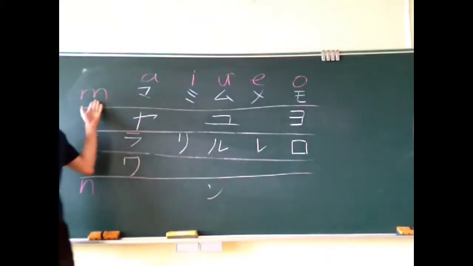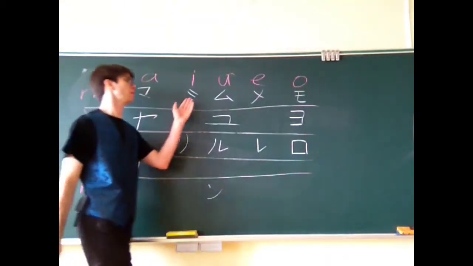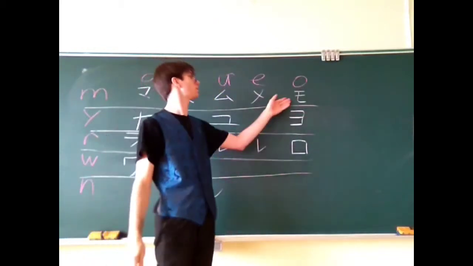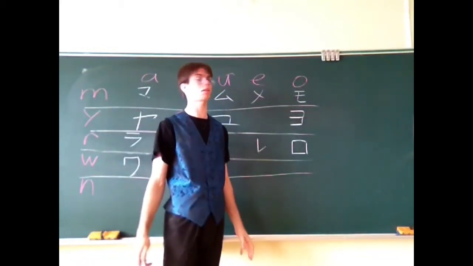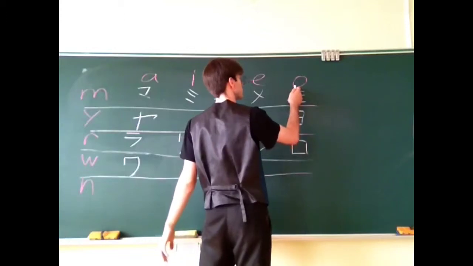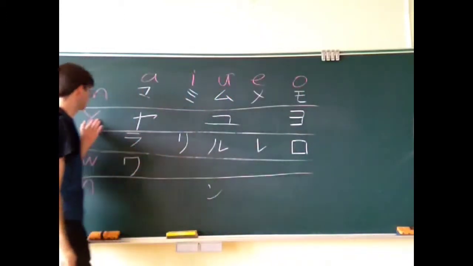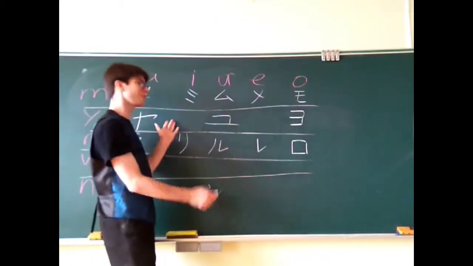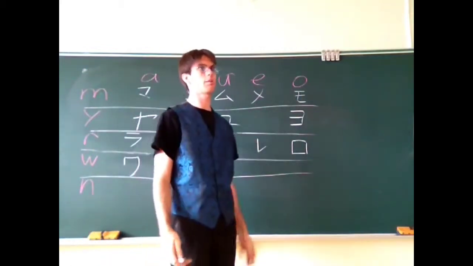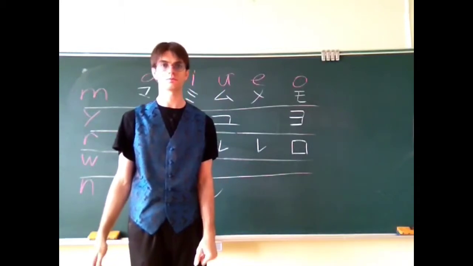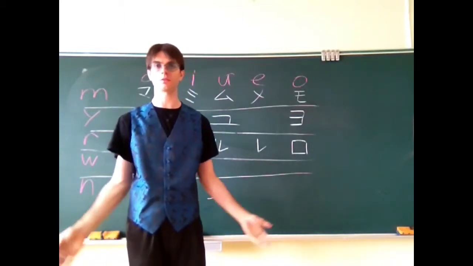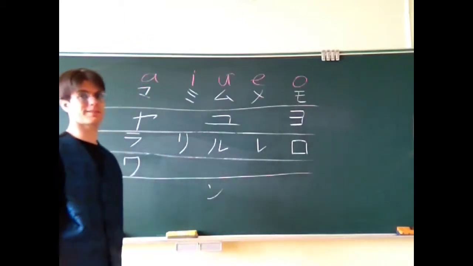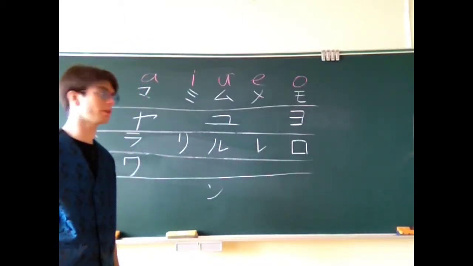You've got the M column, which is ma, mi, mu, me, and mo. Some of these will look a little bit similar to the others, like mo, for instance, is basically exactly similar, just without the little extra bit on top. The Y's work the same way. Ya, yu, and yo. There is no yi or ye. I mean, I guess technically there is, but no one has used them since forever. You might see them once in a while, but the people that use them are kind of, well, you know.